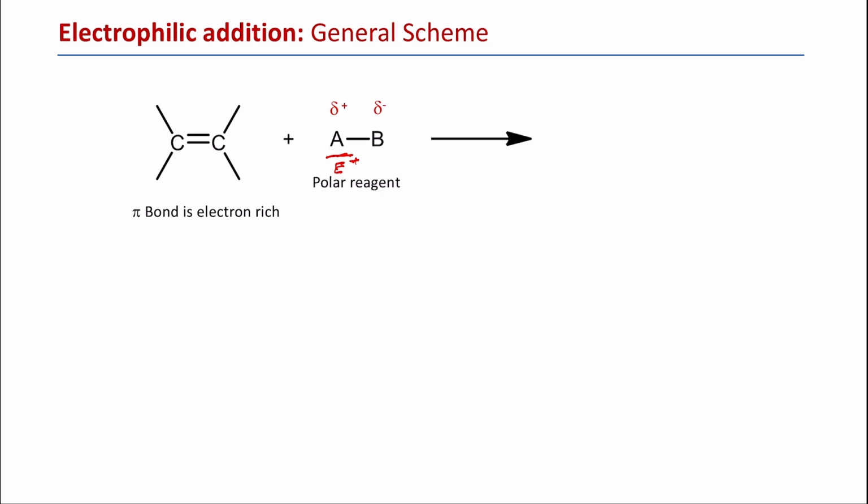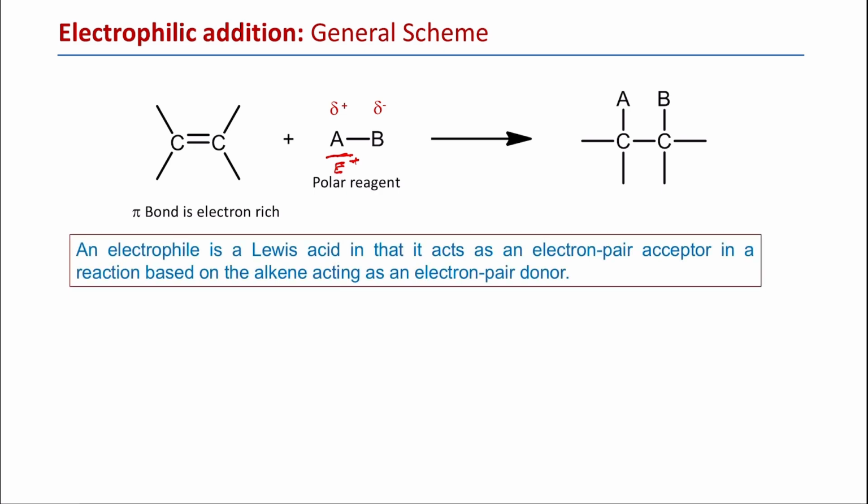In this reaction, the two parts of the polar reagent will be added to the double bond to give you the substituted alkane. In this reaction, the electrophile will act as a Lewis acid and it reacts as an electron pair acceptor. And in the reaction, the alkene will act as an electron pair donor or as a Lewis base. Here it acts as a nucleophile. Let's have a closer look at the mechanism of this reaction.